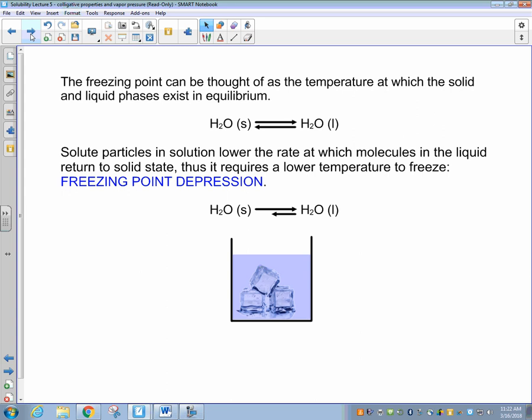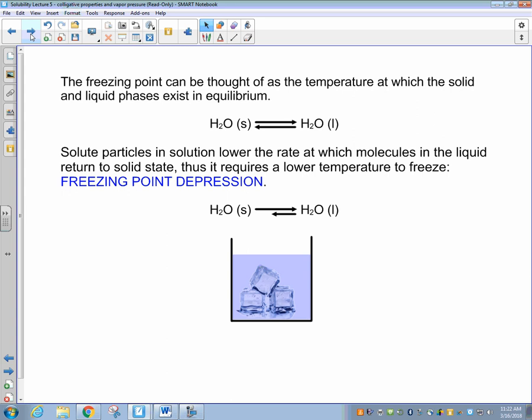So thinking way back to the beginning of first semester, we defined freezing point as being the temperature at which the solid and liquid phase species exist in equilibrium with one another. That is to say, the rate of freezing exactly equals the rate of melting at the freezing point of the solution. That is the position of equilibrium.